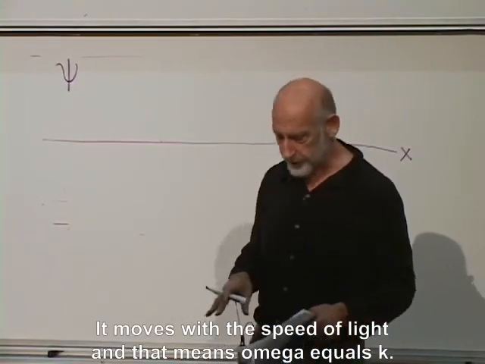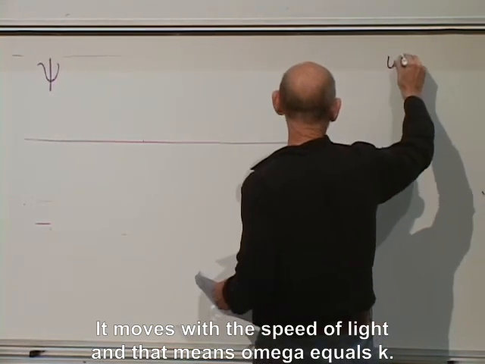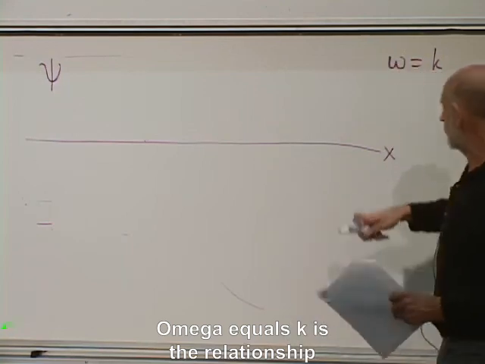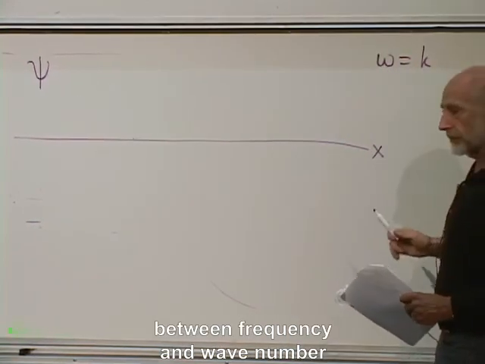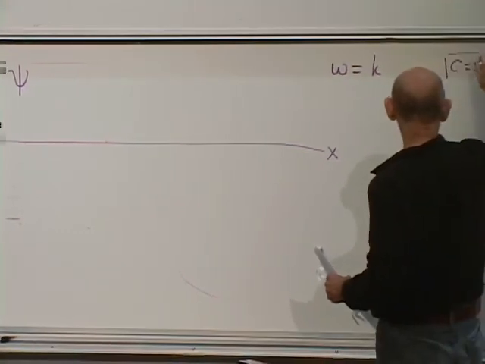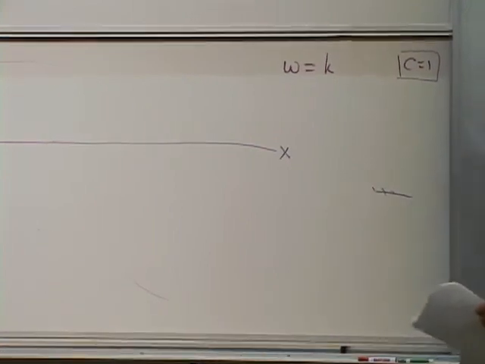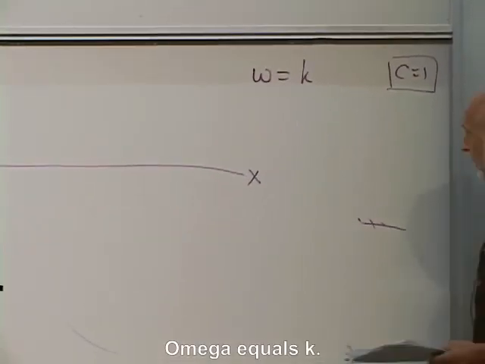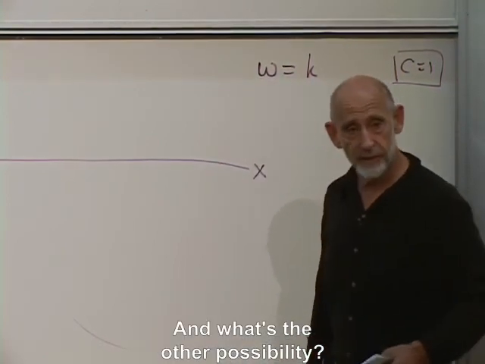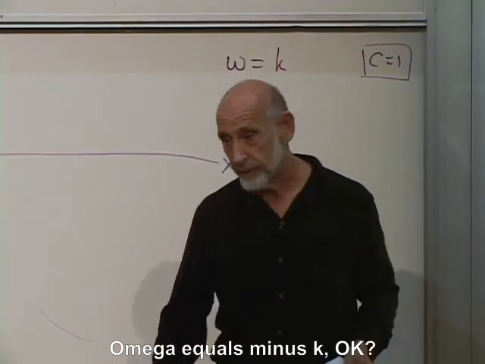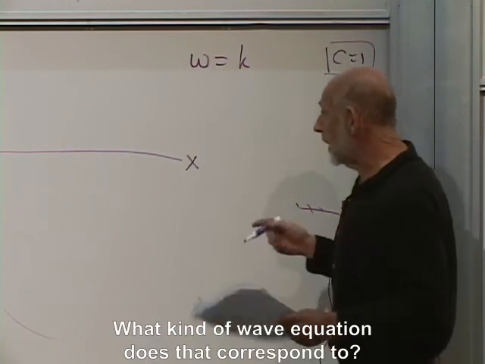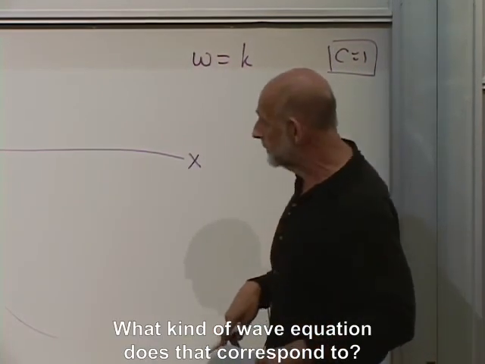Okay? It moves with the speed of light, and that means omega equals k, right? Omega equals k is the relationship between frequency and wave number, or between energy and momentum. This is c equal 1. There's another possibility: omega equals minus k. But let's take omega equals k. What kind of wave equation does that correspond to?